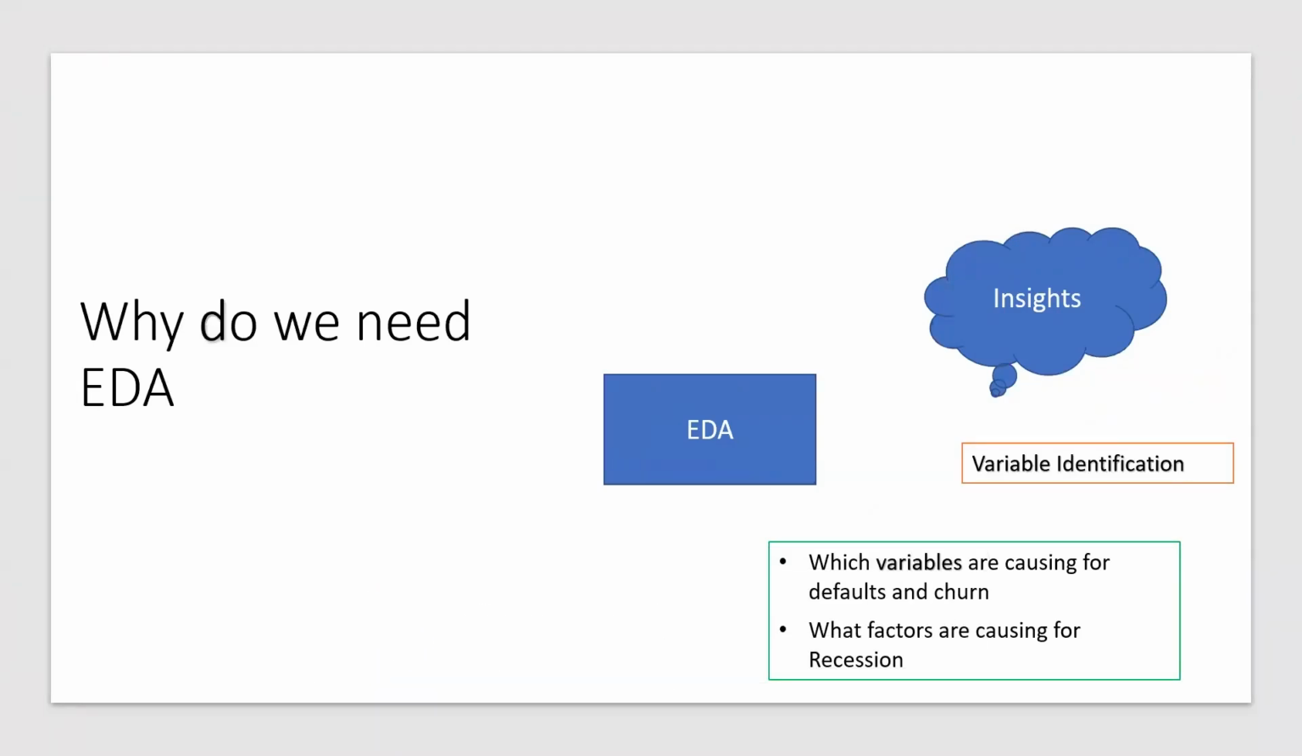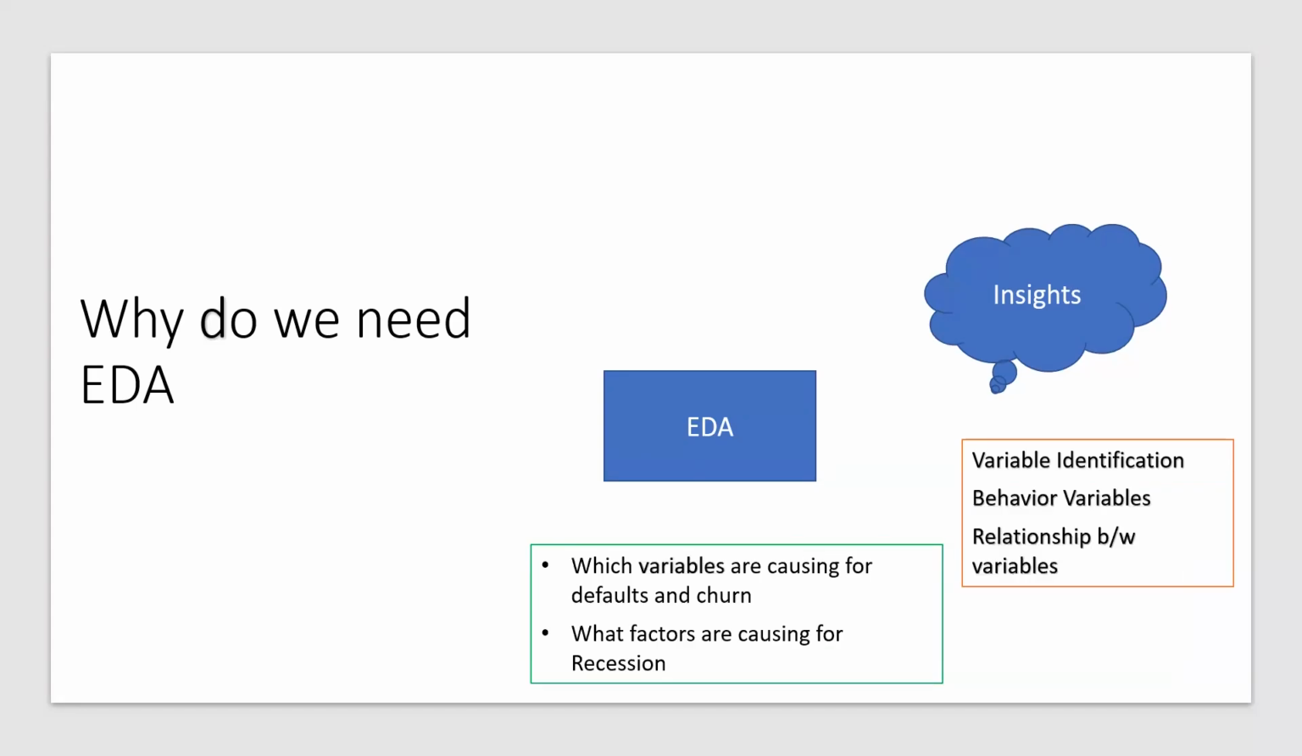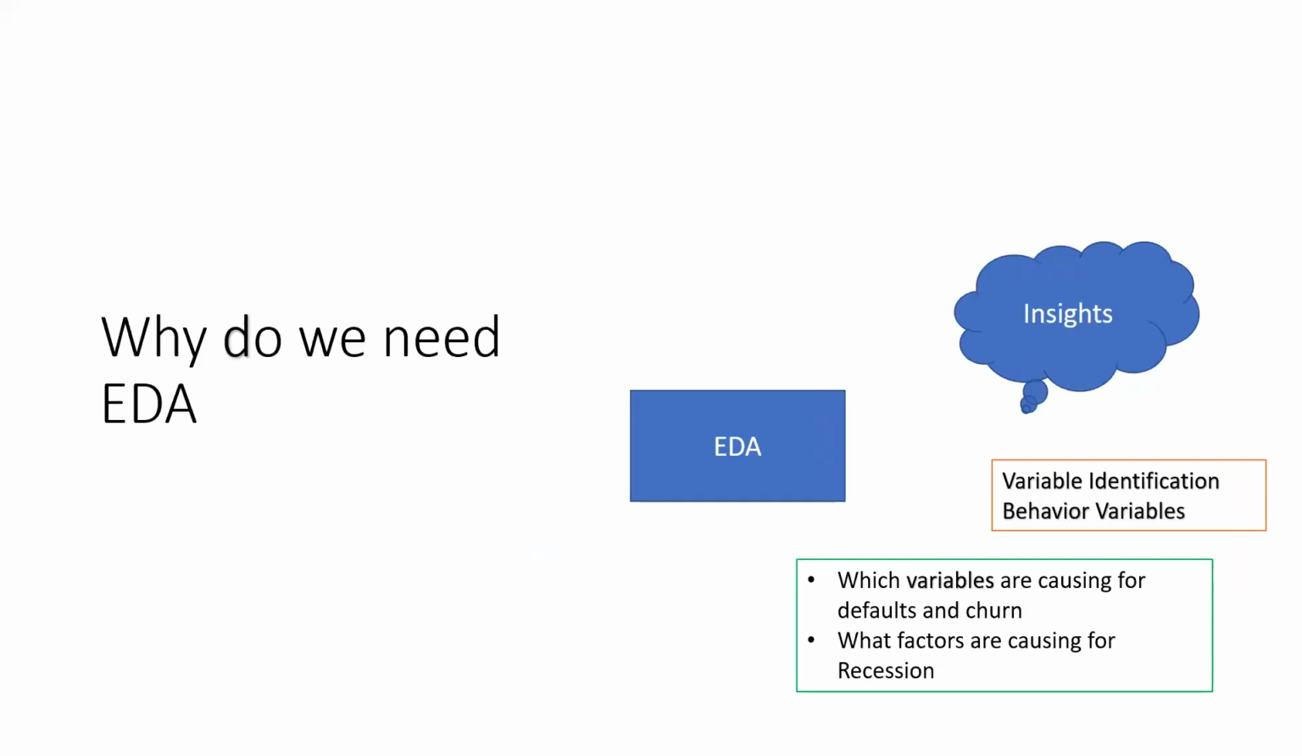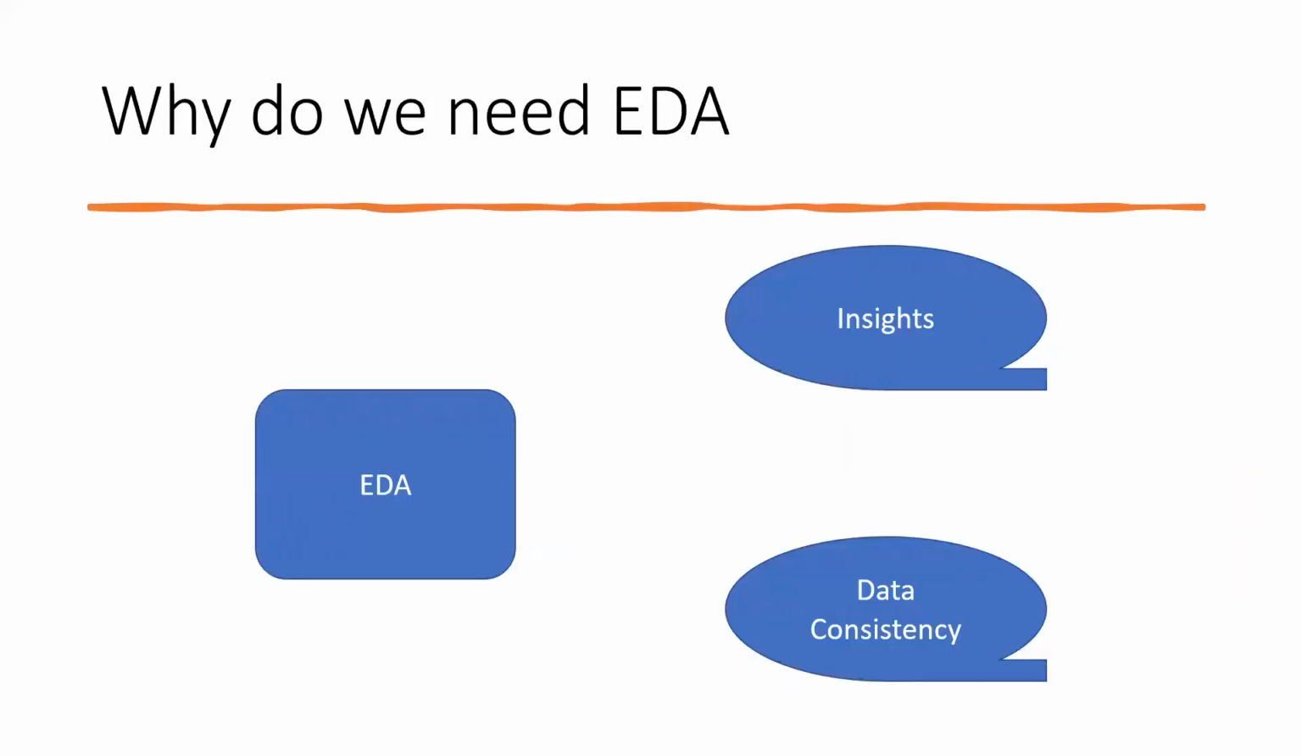For example, variable identification. Based on the variables only, we are able to tell whether gender is causing defaults, why people default or churn. What factors cause a recession? Why did the recession come? Why is inflation increasing? What factors are causing inflation to increase? That is the meaning of EDA. Makes sense? Which variable is causing default? Then behavioral analysis, the relationship between the variables, one variable with the other variables.